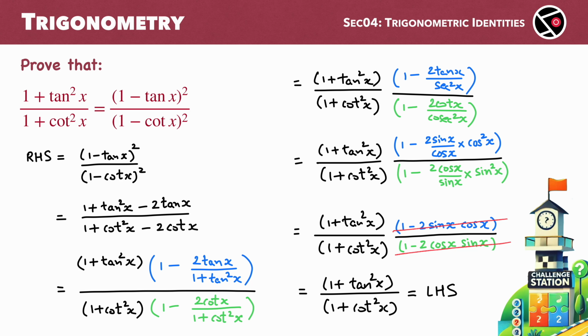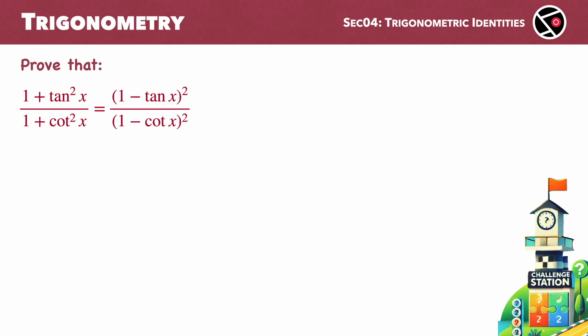This one's slightly tricky, right? So let me share an alternative approach. We will start with the right hand side. But this time, we won't try to match it directly with the left hand side. Instead, we will just simplify it step by step. First, we replace cot with 1 by tan.